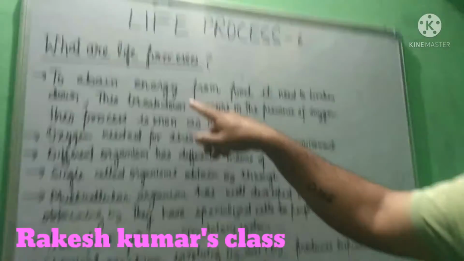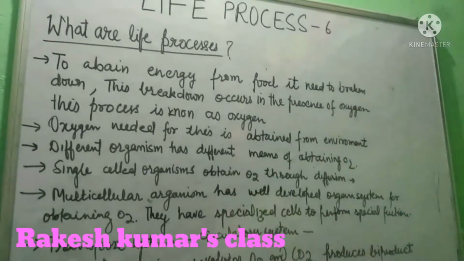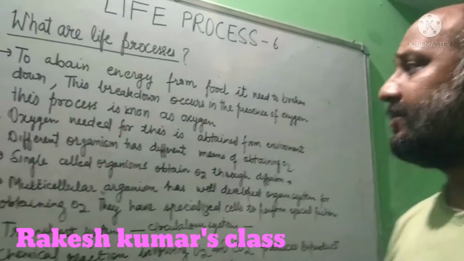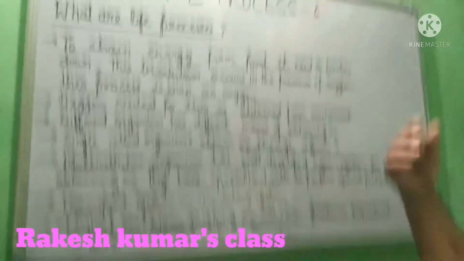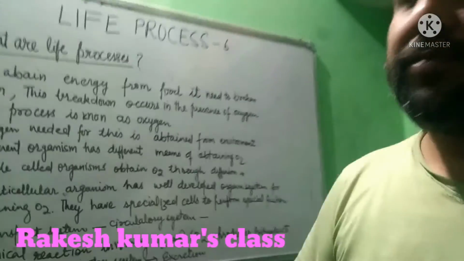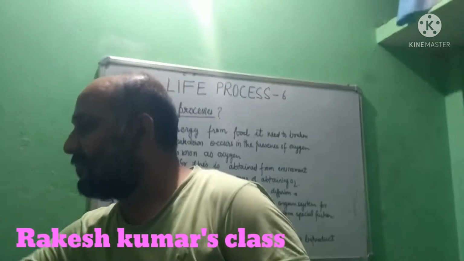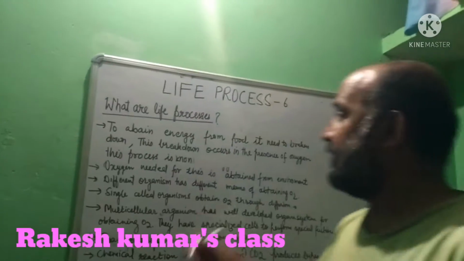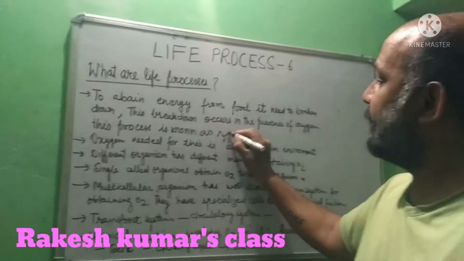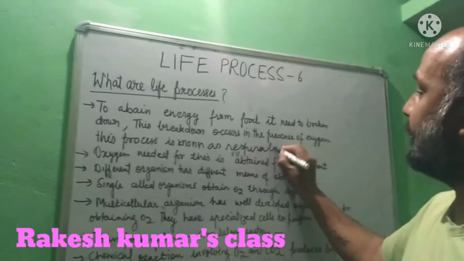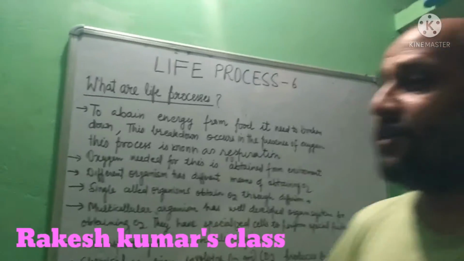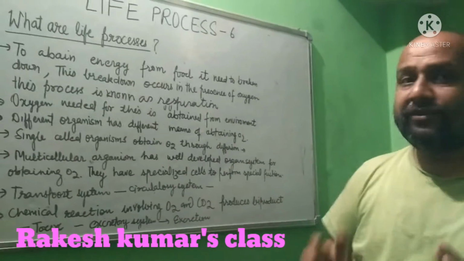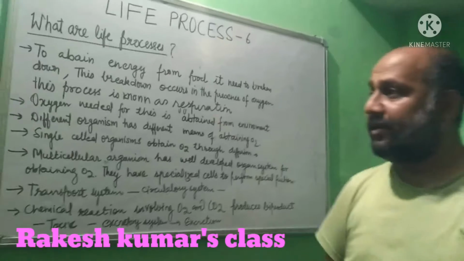To obtain energy from food, it needs to be broken down. This breakdown occurs in the presence of oxygen. This process is known as respiration. इस प्रोसेस को हम क्या कहते हैं? रेस्पिरेशन बोलते हैं. Oxygen needed for this process is taken from outside. इस प्रोसेस में जो ऑक्सीजन इस्तेमाल होती है वो बाहर से ली जाती है.